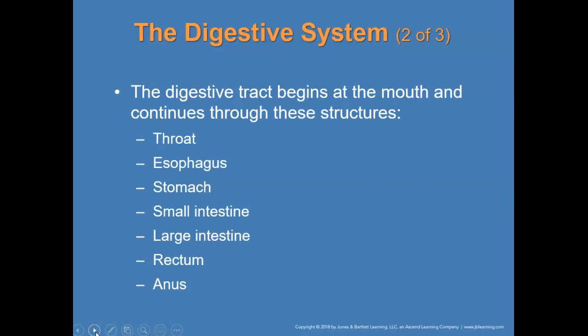The digestive tract, some people refer to that also as the alimentary canal. It begins at the mouth and continues through these structures: throat, esophagus, stomach, small intestine, large intestine, rectum, and then anus.